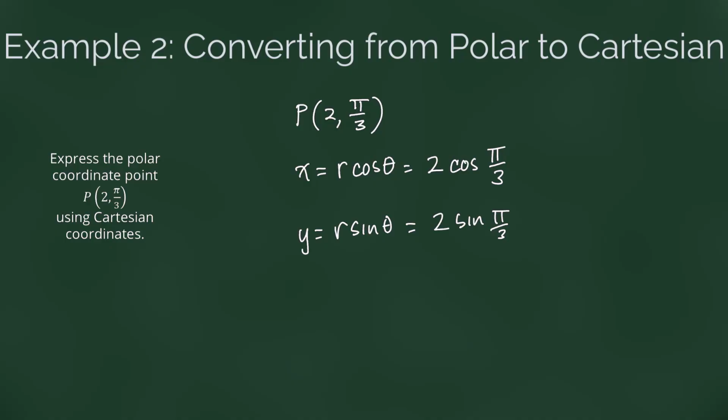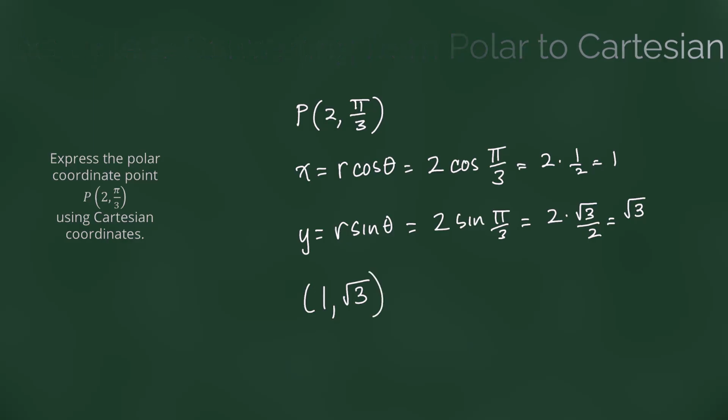Since the cosine of pi over 3 is 1/2, we get 2 times 1/2 here, which is 1. And since the sine of pi over 3 is root 3 over 2, we get the square root of 3. And so in polar coordinates, our point was 2, pi over 3. In Cartesian coordinates, our point is 1, the square root of 3.